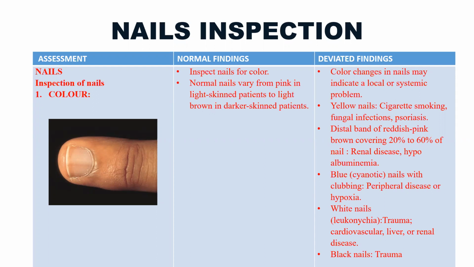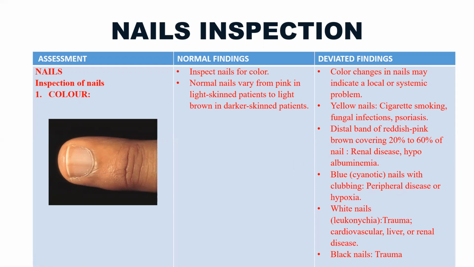Color changes in nails may indicate a local or systemic problem. So let's discuss the different types of nails. Yellow nails are mainly seen in a person who smokes cigarettes, or who has fungal infections and psoriasis. A distal band of reddish pink or brown covering 20% to 60% of the nail indicates renal disease or hypoalbuminemia. Blue, that is cyanotic nails with clubbing, indicates peripheral disease or hypoxia.